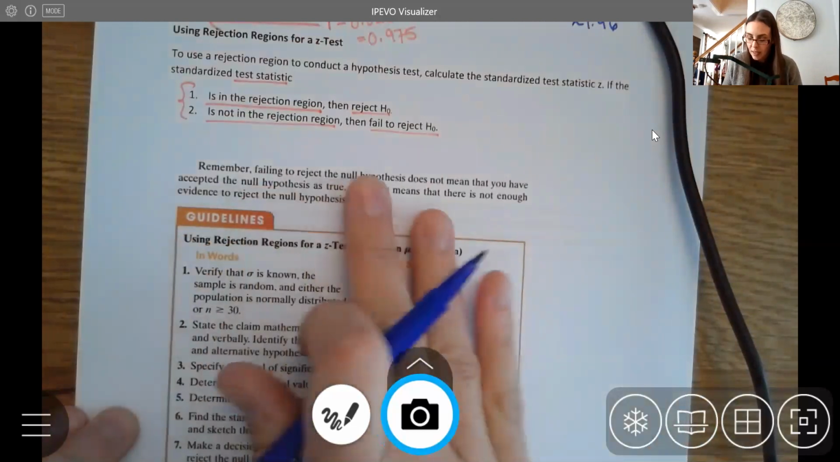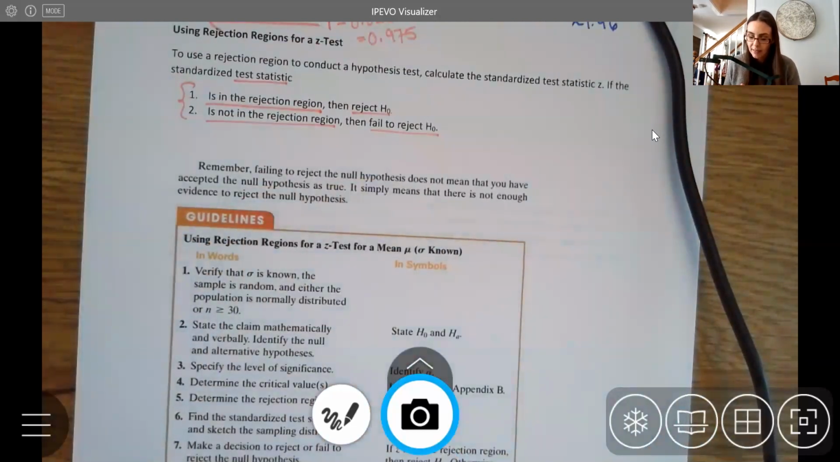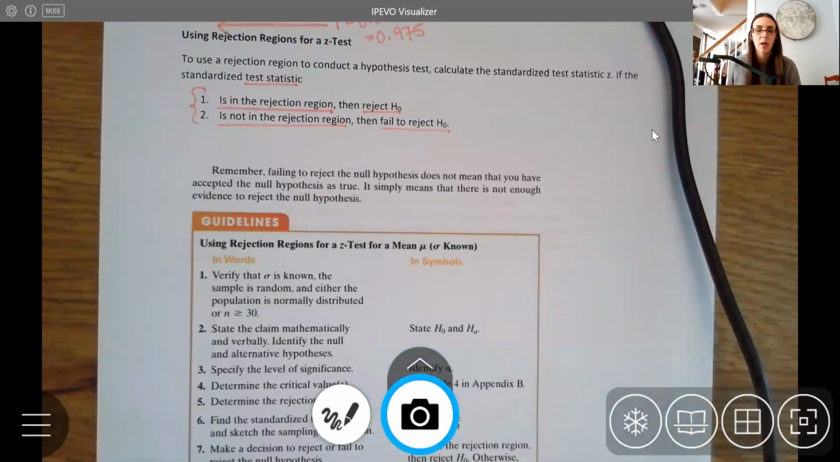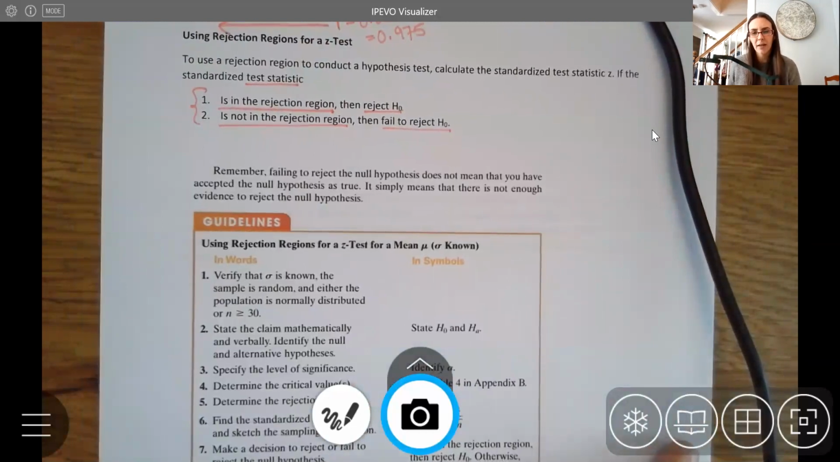Now, just a reminder that if you fail to reject the null, it doesn't mean that you accept it as 100% true. It simply means there's not enough evidence to reject it. So you're kind of saying, at this point in time, there doesn't seem to be anything wrong with the null, so we can't reject it. But again, we're never actually proving it 100%.